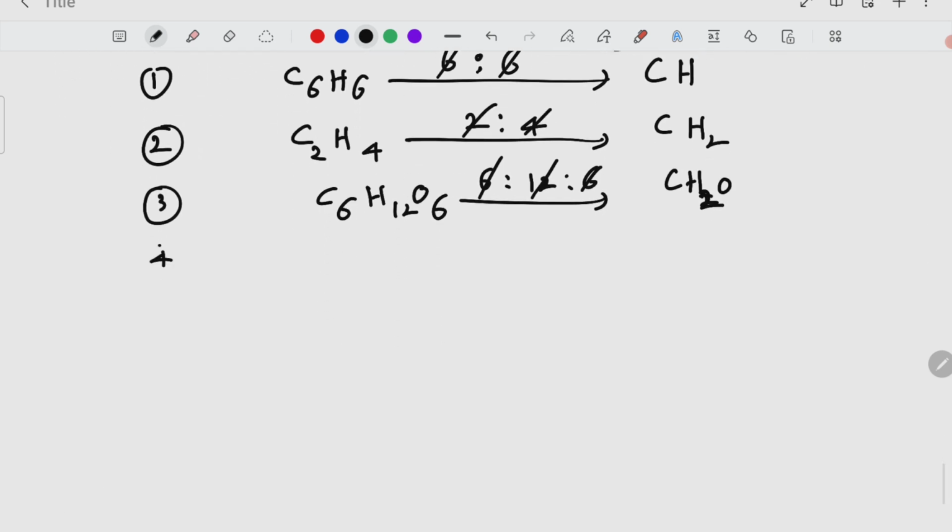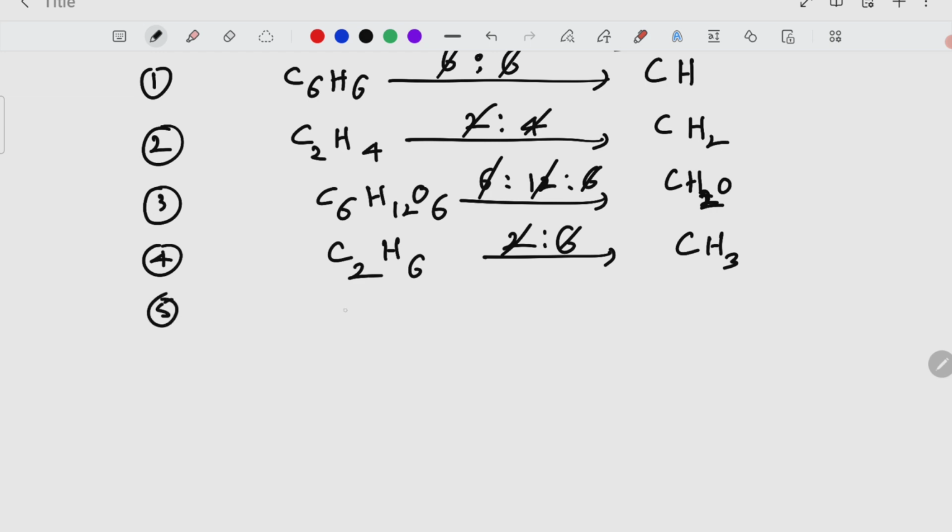Next, if I take sucrose as an example, before going to that, ethane. Ethane, if you observe it, C2H6, if you simplify it, here you will get CH3. So ethane formula is C2H6.